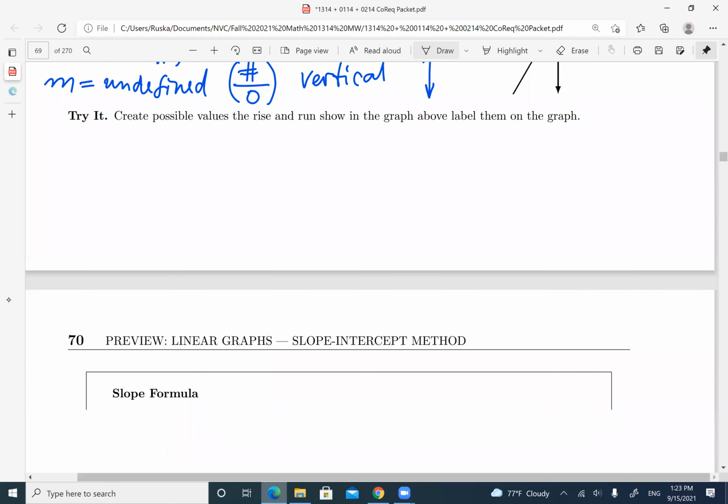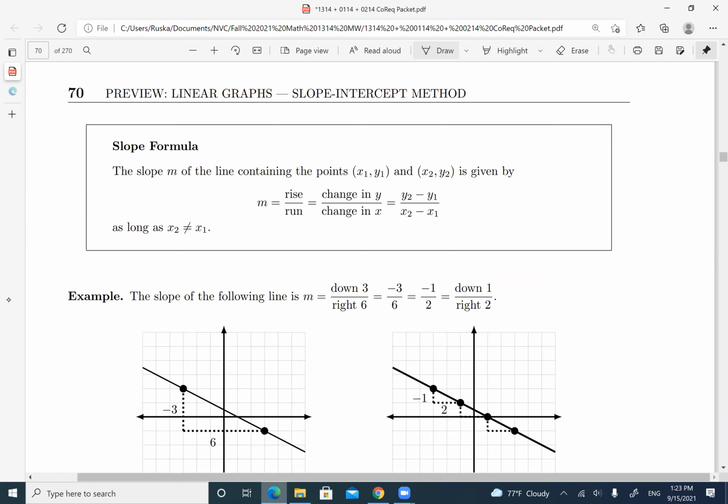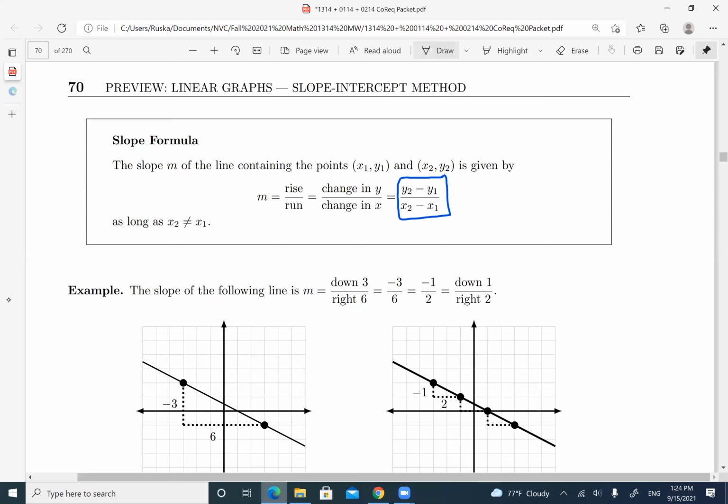Now, there is a formula, the slope formula, for how to find the slope. So if you want to find the slope and you don't have the graph, you just have two points given with coordinates. The first point is x1, y1. And the second point is x2, y2. And then finding the slope is going to be this formula. This is what you're going to use to find the slope if you are given 2 points. Everybody get that? So that's the formula you're going to use. And then you have an example.